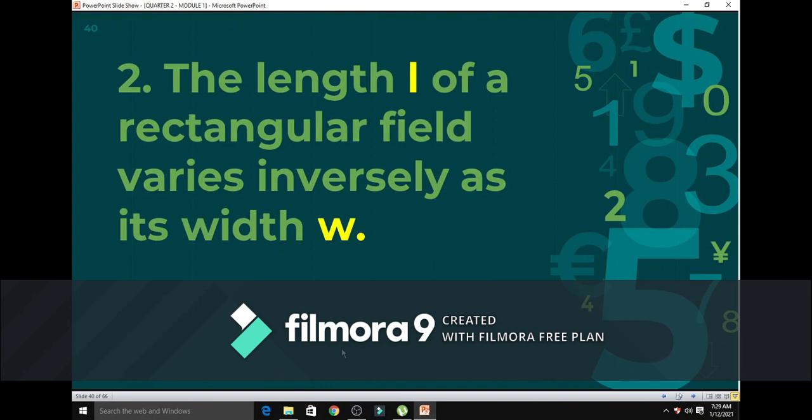The length L of a rectangular field varies inversely as its width W. So, the first variable is L, which is the length of the rectangular field, and W as the width of the rectangular field varies inversely. So, magiging equation natin, first variable on the left side, L, and second variable W is on the right side, which is below or under K. So, L is equal to K over W. So, para mahanap natin yung equation for K, so K is equal to the product of L and W. So, K is equal to LW. Okay po?